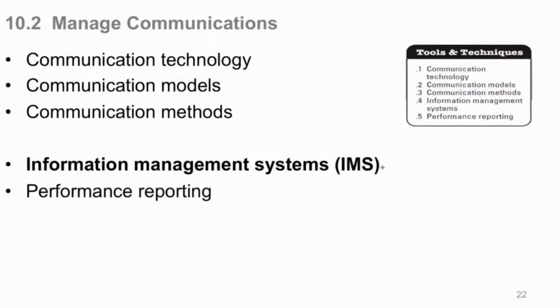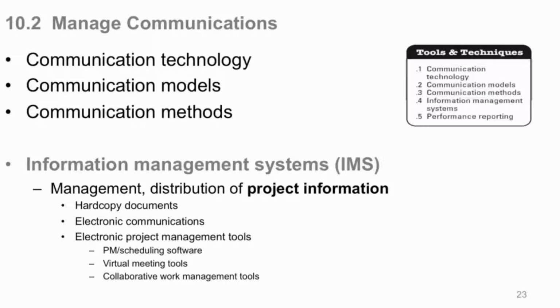So here's your information management system. Again, a little different than your project information management system. This is the overriding system where it does the management and distribution of your project information that could be generated from the records management system of your project management system, and now you use the information management system to actually distribute this information.